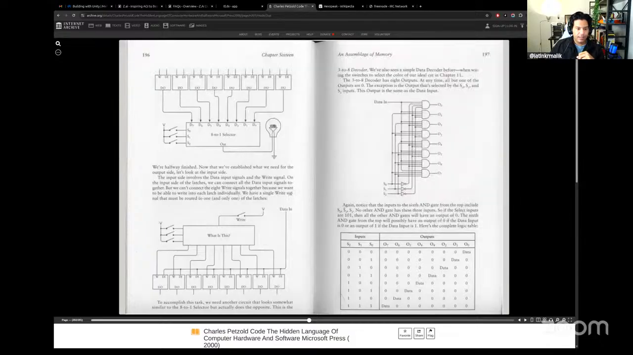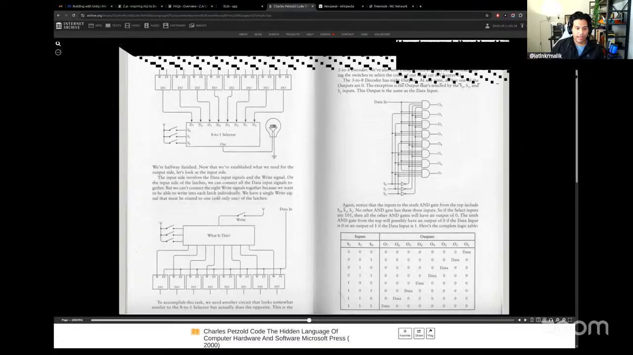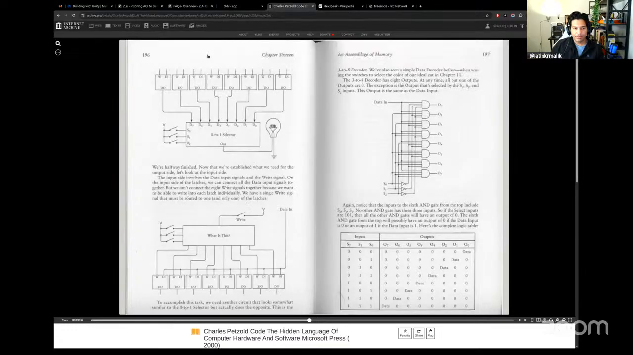We have a single write signal that must be routed to one and only one of these latches. So if you think of this now, you can even create a demultiplexer for your write signal, so that you don't have to go and wire everything individually, and it is easy for you to just give 3 signals and pick where you want to write.